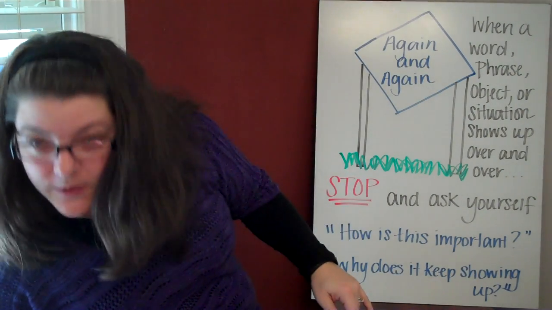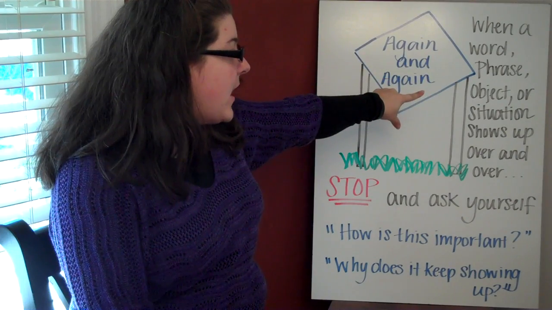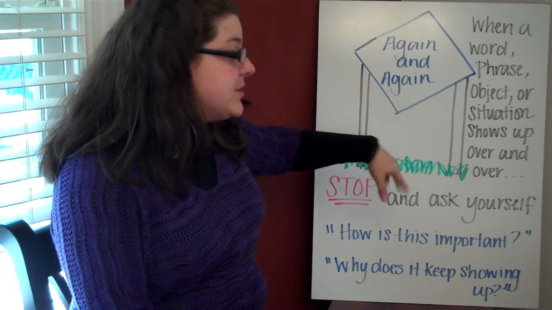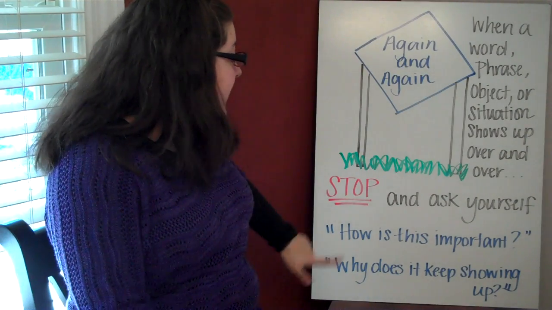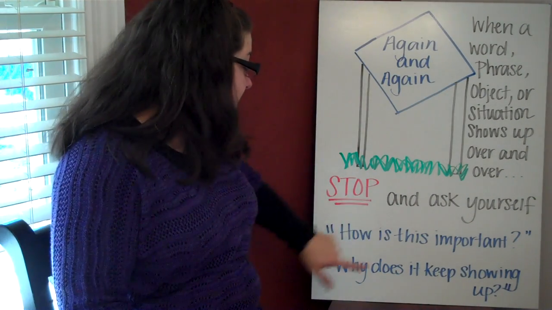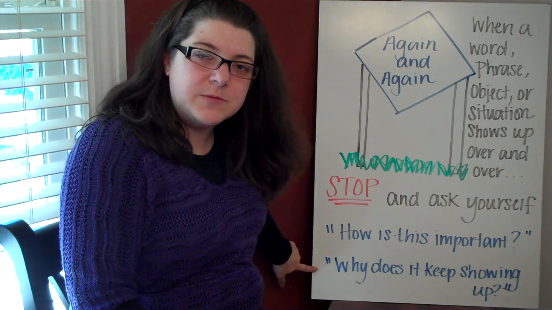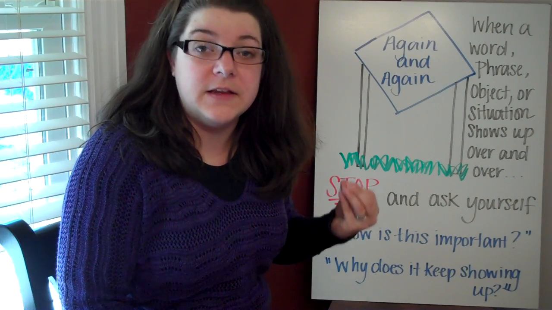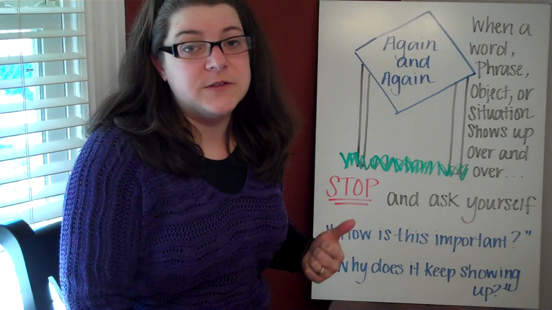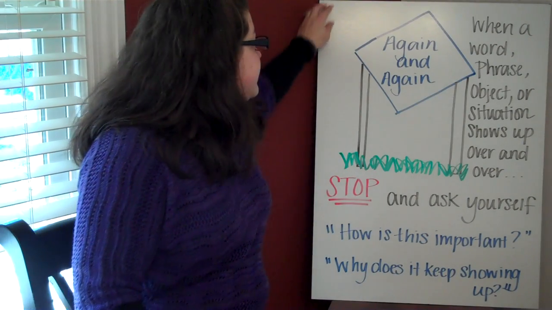Our next signpost is again and again. So when a word, a phrase, an object, or a situation shows up over and over and over again, we need to stop and ask ourselves, how is this important? And why does this keep showing up? Again, this is going to be very important in finding the author's purpose as well as finding the theme that they are trying to get across to us.